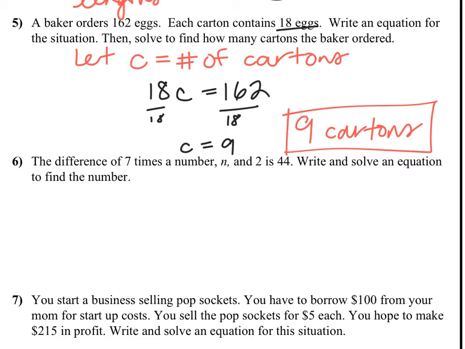This next one is a little bit different. So this is number 6. The difference of 7 times a number n and 2 is 44. Difference in math means subtract, and times means to multiply. 44 here is your total. So when I say the difference of 7 times a number n and 2, I'm saying take 7n and 2 and subtract them. The difference between those two is 44. So now you solve this equation.